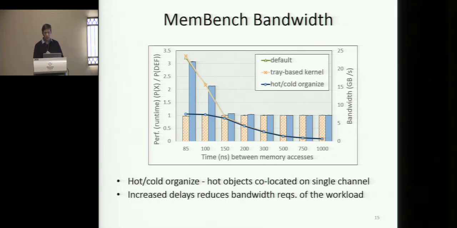However, in the hot-cold organized configuration, the hot objects are all co-located onto a single DIMM that's connected to a single memory channel. With most of the benchmark's memory accesses confined to a single channel, this configuration cannot achieve the bandwidth required to attain good performance. And as we increase the delay between memory accesses, the bandwidth requirements for the workload are reduced, and the hot-cold organized configuration is able to achieve performance similar to the other two configurations.